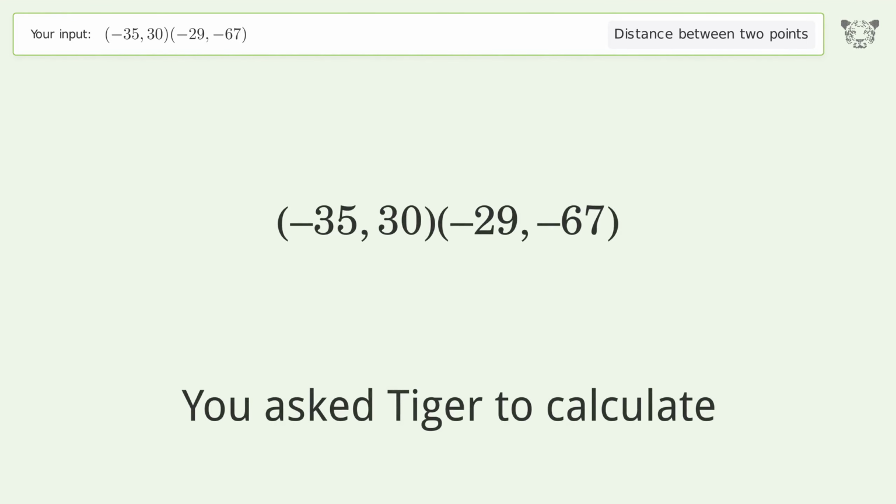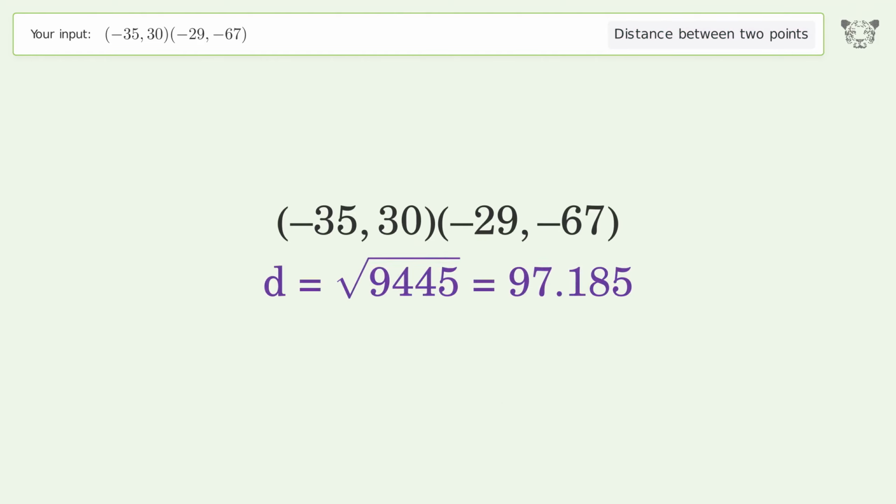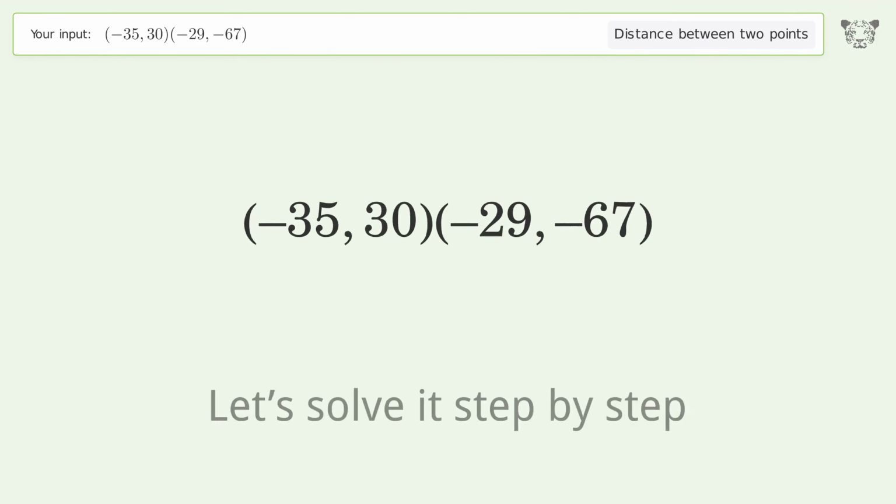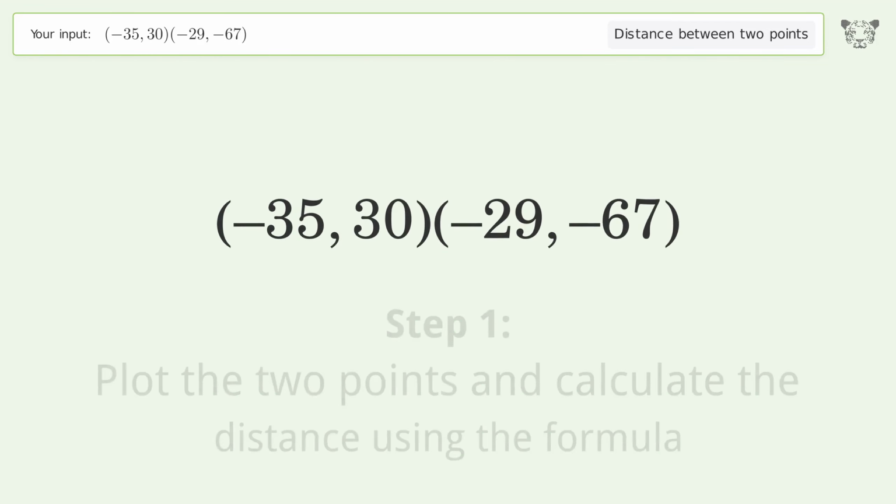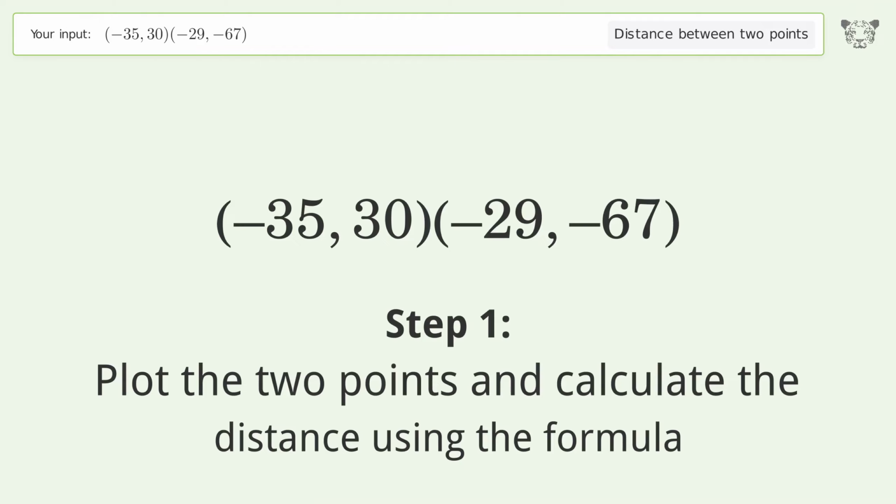You ask Tiger to calculate. This deals with the distance between 2 points. The distance between the 2 points is the square root of 9,445, or 97.185. Let's solve it step by step. Plot the 2 points and calculate the distance using the formula.